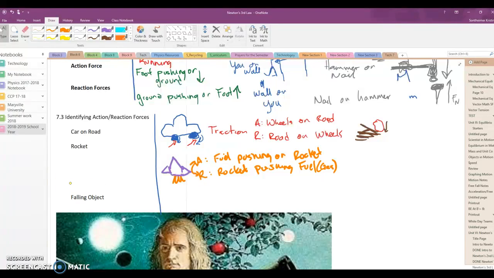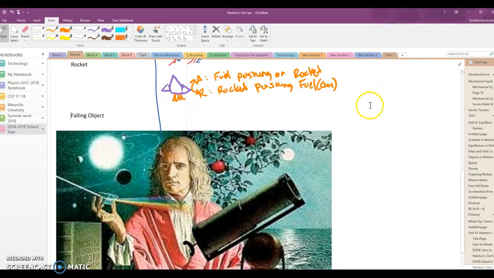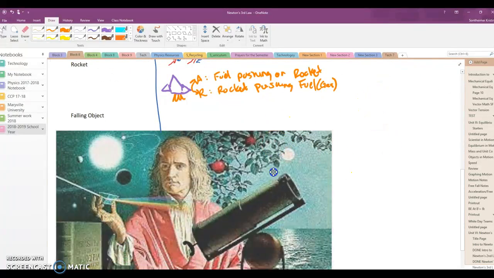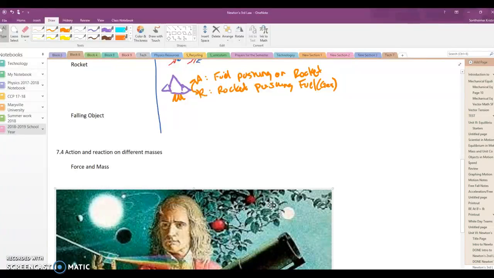Falling objects. Falling objects is probably the most complicated part. When we're dealing with falling objects, we're understanding that there's a building. The object is falling towards the earth. You will all know to label this force of gravity. What the heck is the reaction force? The reaction force: all objects actually have a gravitational pull, and the ball is actually pulling the earth towards it.